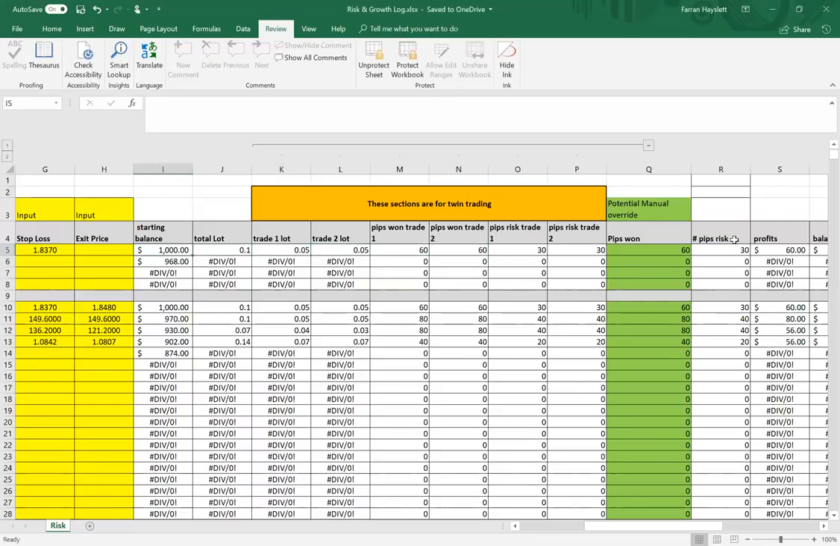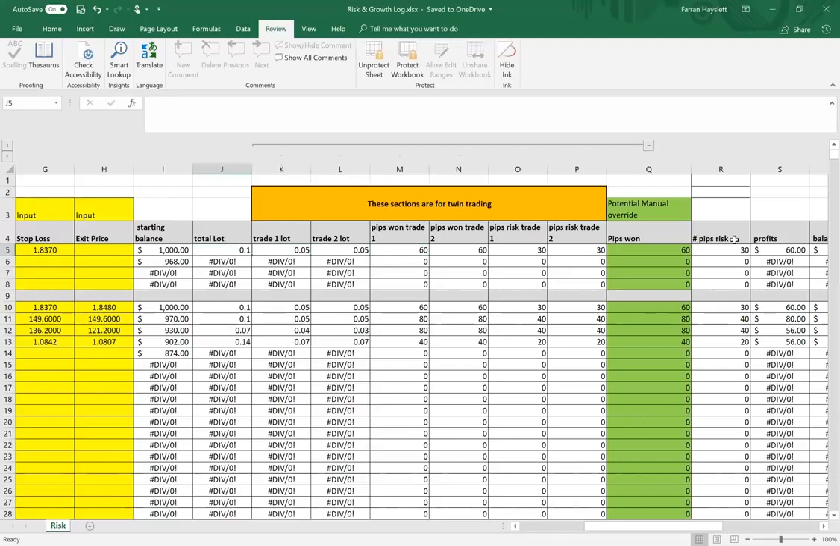Now, look at this. It also, in column J, calculates and tells you before you enter that trade, boom, here's what your lot size should be if you want to risk 3%. Now let's say I have a $1,000 account, I'm risking 30 pips. That's what column R told me, that my pips risk is 30.